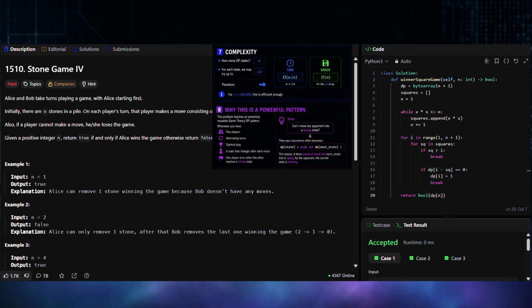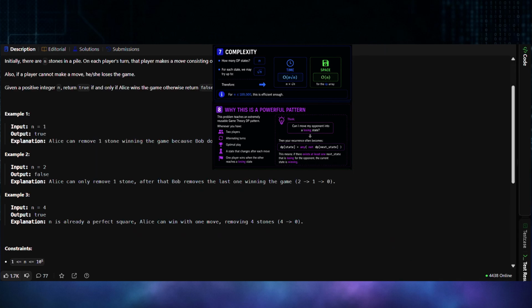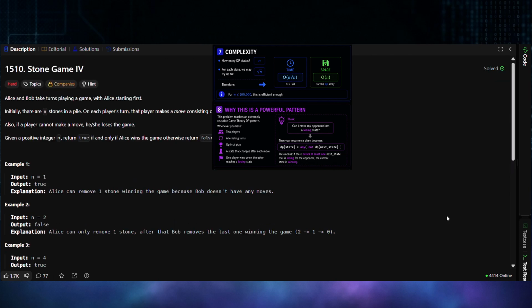Why is this a powerful pattern? This problem teaches an extremely reusable game theory DP pattern. Whenever you have two players, alternating turns, optimal play, a state that changes after each move, and one player wins when the other reaches a losing state. Think, can I move my opponent into a losing state? Then your recurrence often becomes dp[state] = any(not dp[next_state]). That's the important pattern.